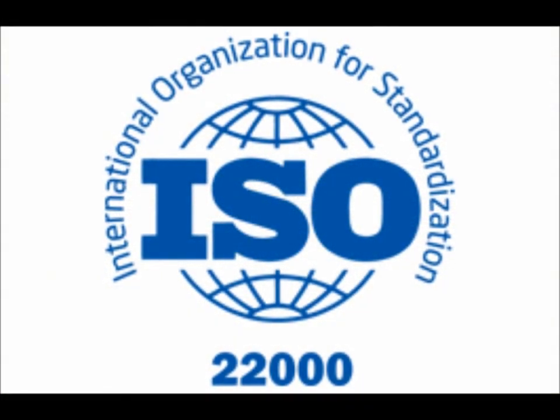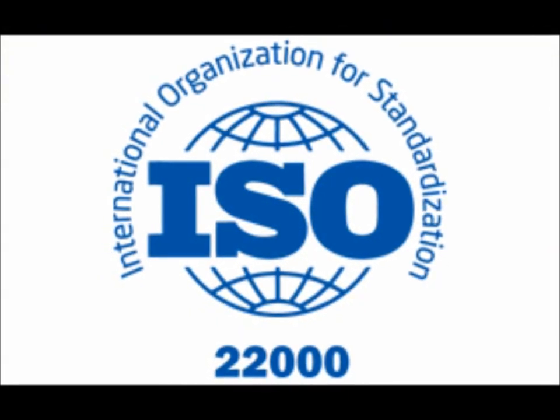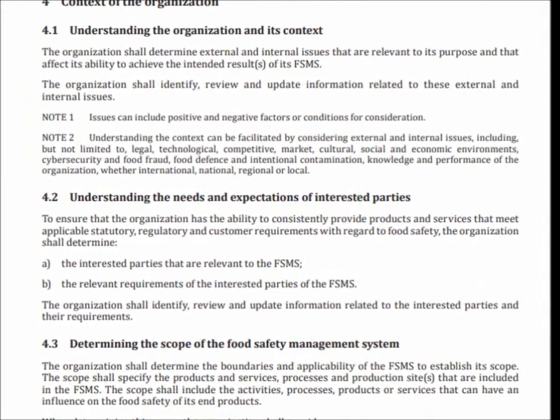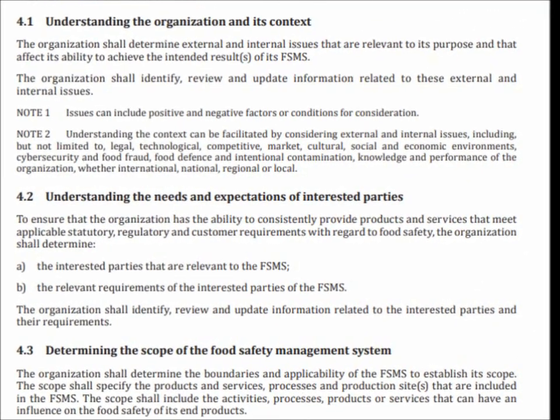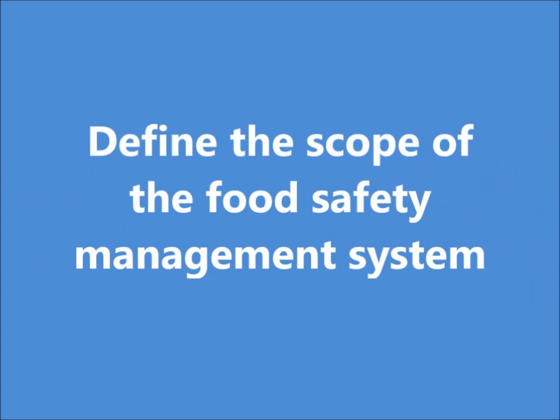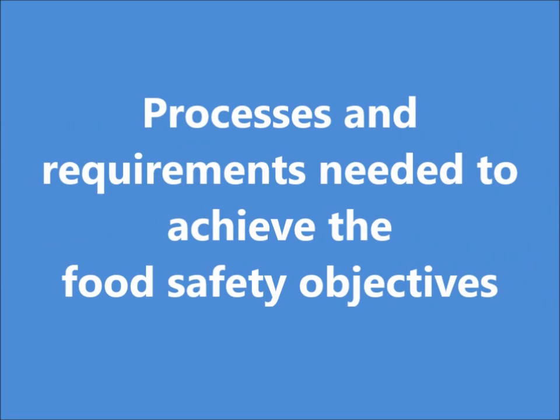Today we are going to discuss the new requirement in ISO 22000-2018, context of the organization. This section requires the organization to analyze its context, determine its interested parties, define the scope of the food safety management system, and a clear focus on the processes and requirements needed to achieve the food safety objectives.